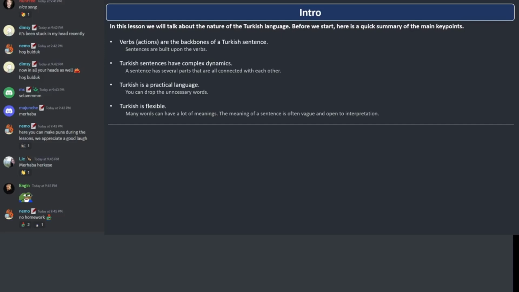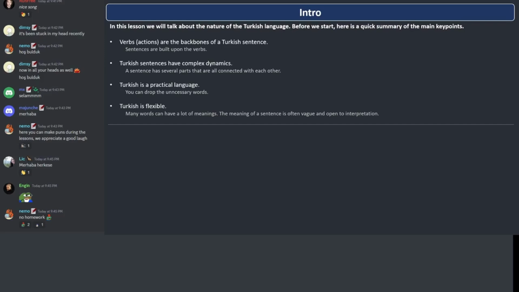After you have the verb complete, you need to have more information in the sentence. That's where the sentence structure comes in. Unfortunately, Turkish is kind of like a system of complex dynamics. Everything is connected to each other. It is very unlike English. And I will also try to talk about why it is that different.